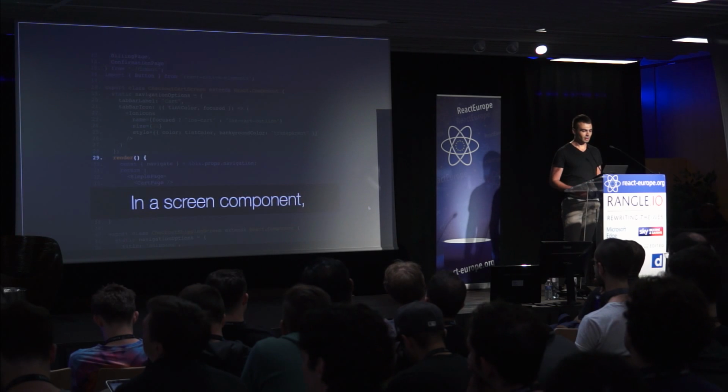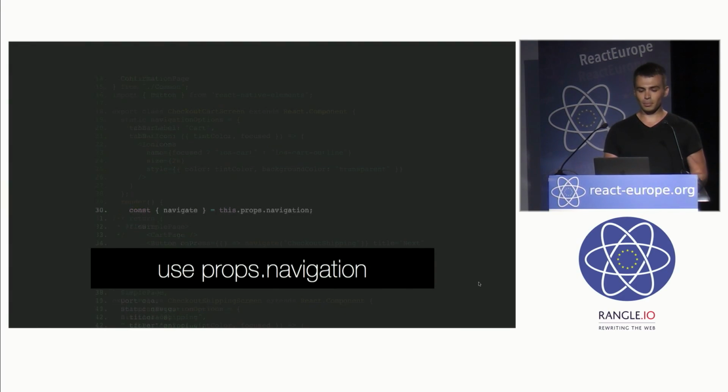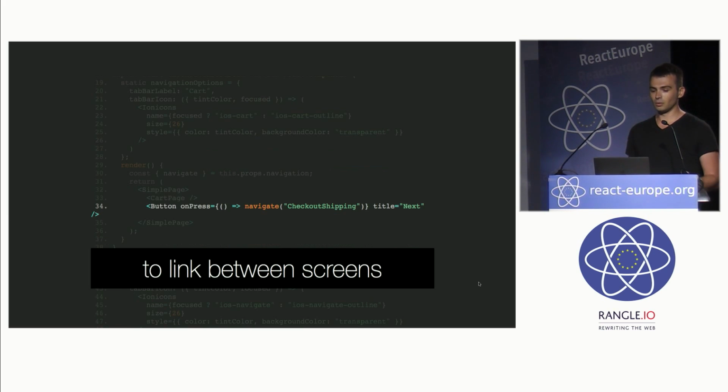Next, we want to be able to navigate from one screen to the next with a button. Inside of our render function, we pull out navigate off of props.navigation and call it when our button is pressed. And we pass it a route name. So we're going to the shipping screen from the cart.